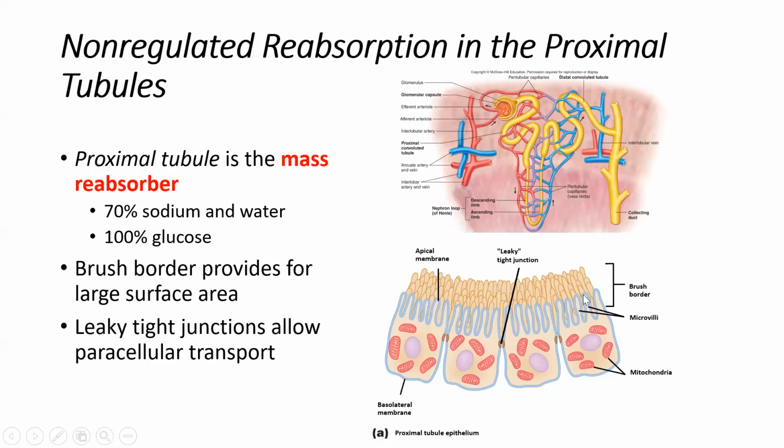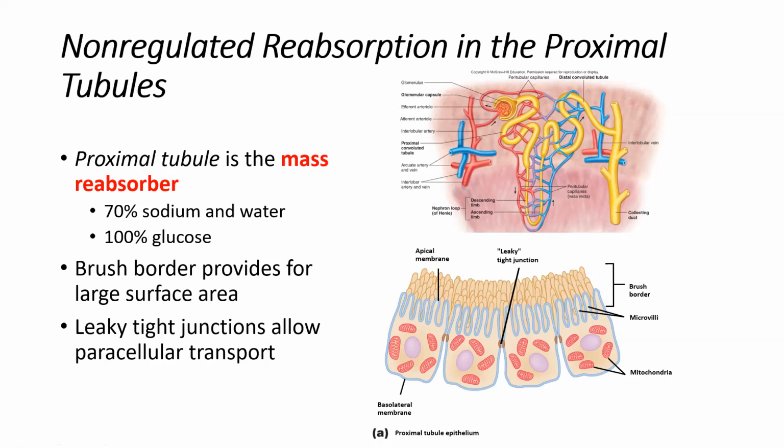So the brush border is this highly folded apical membrane of the epithelial cells of the proximal tubule. And it's also studded with microvilli. So the microvilli and this highly folded membrane is actually increasing the surface area of the proximal tubule and just allowing more space for reabsorption.